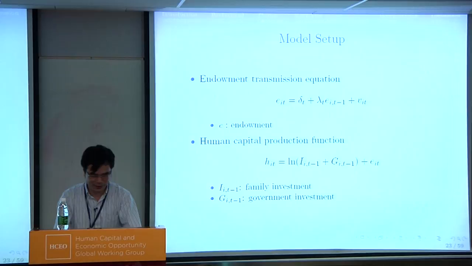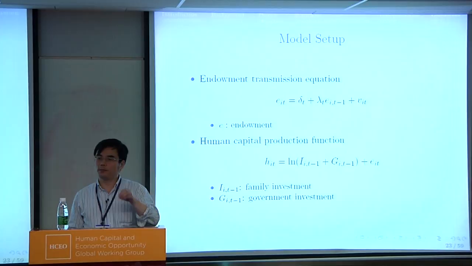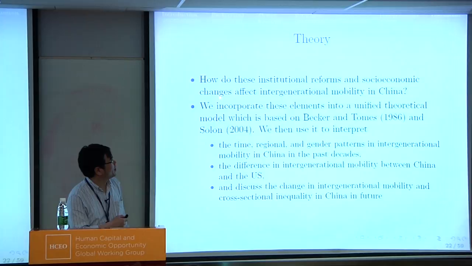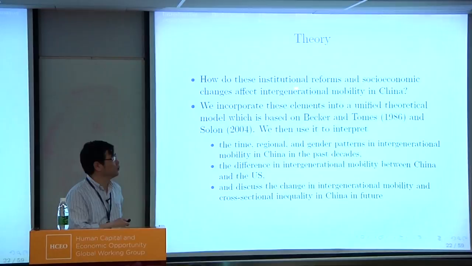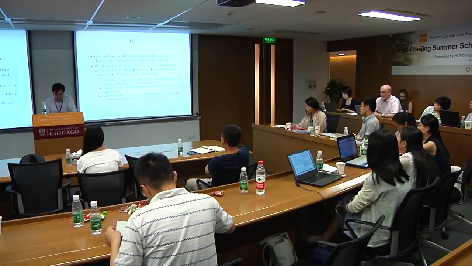Okay, good. Model setup. This is actually a very standard model, a vector form model. But we basically put it in the China context. So maybe I shouldn't go too fast, otherwise we may lose more people. How do the institutional reforms I mentioned earlier, 20 minutes ago, when I discussed the institutional reforms in China, and socioeconomic change affect intergenerational mobility in China? We are going to incorporate those elements into a unified theoretical model.